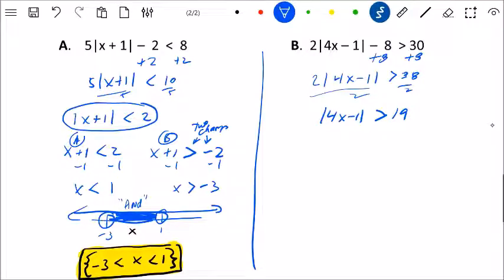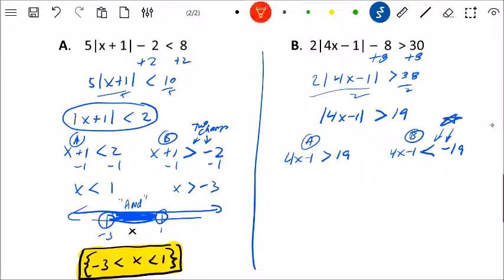Let's go ahead now and do case A without the absolute value bars, and case B with the 2 changes, less than and negative 19. Star, because yes, that's important, that I did the 2 changes. Okay, I'm going to add 1. So 4x is less than 20. Let's divide by the 4. x is greater than 5.